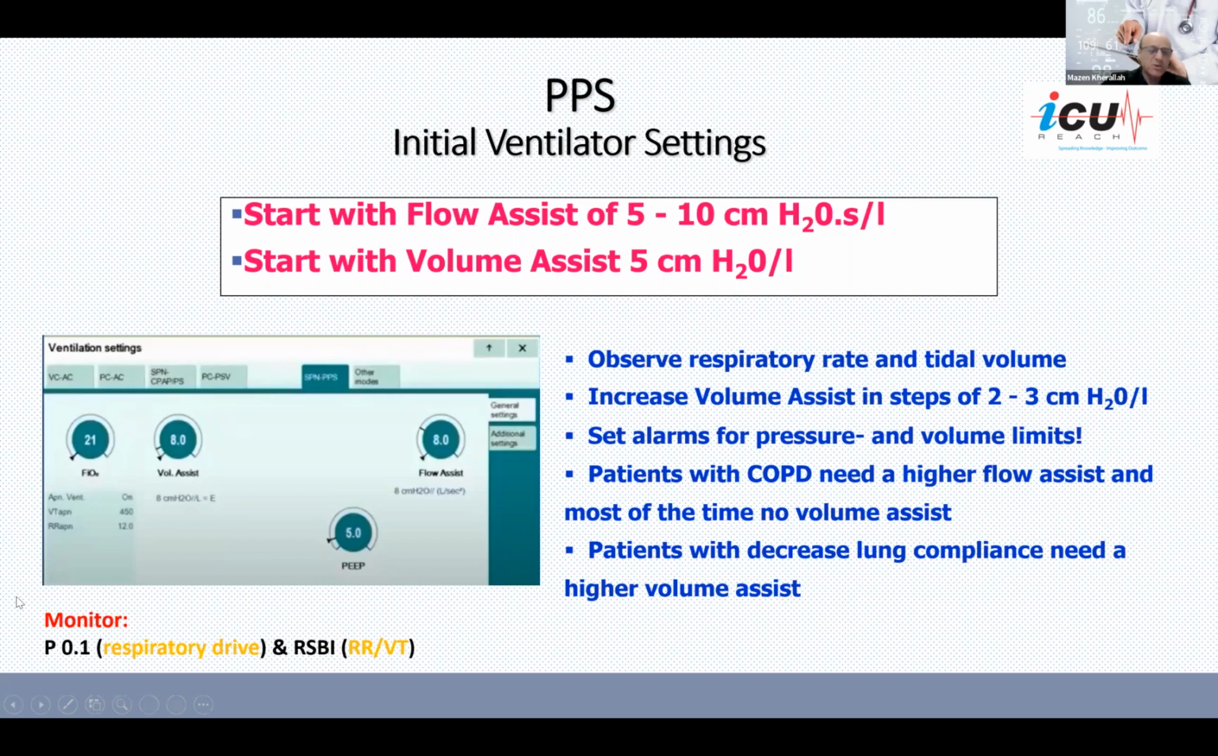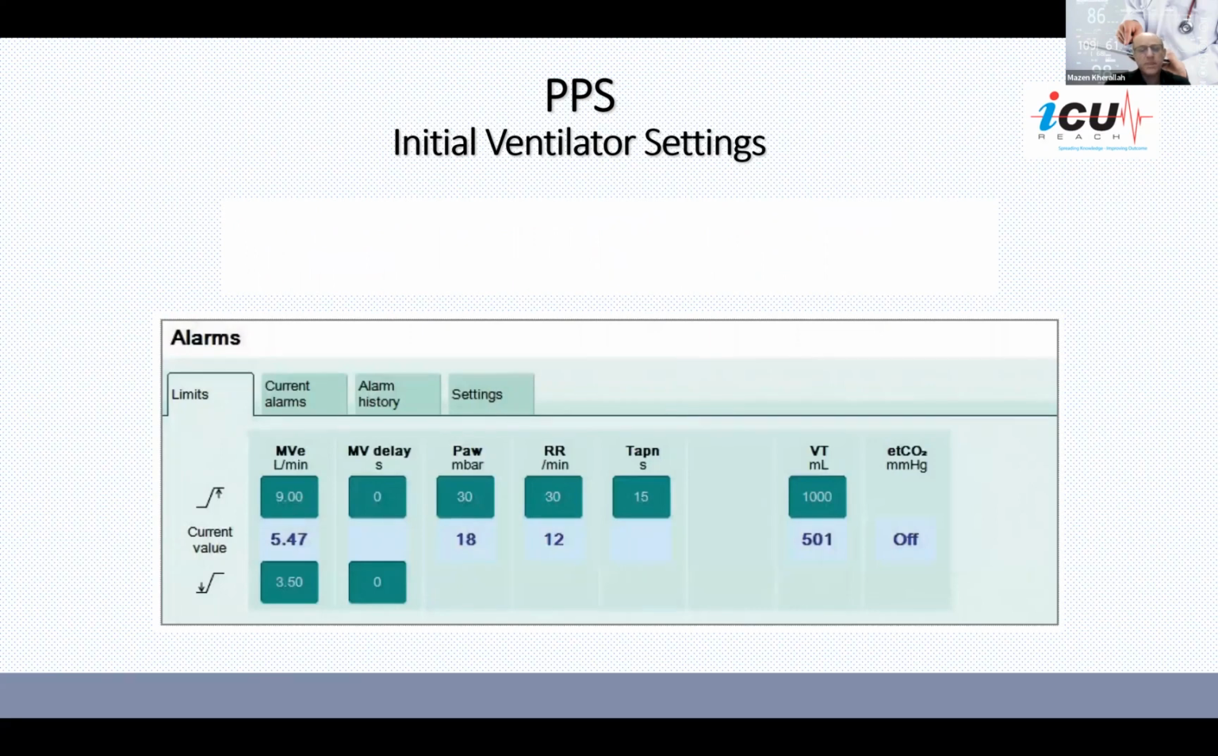We're going to monitor not only the RSBI, but also the P0.1, which is the pressure decrease during the first 100 milliseconds of the inspiration. This will give you an idea about the respiratory drive of the patient, and then you can increase or decrease your settings for that specific patient.